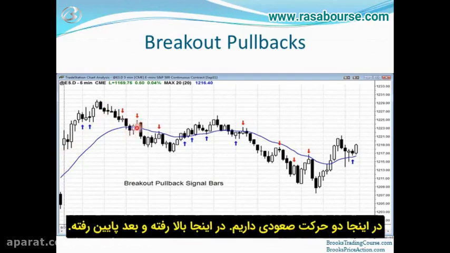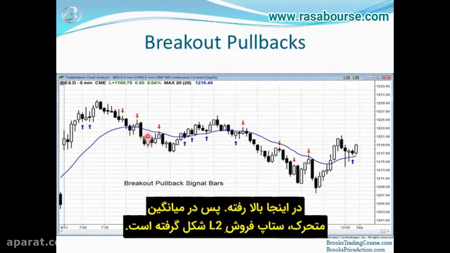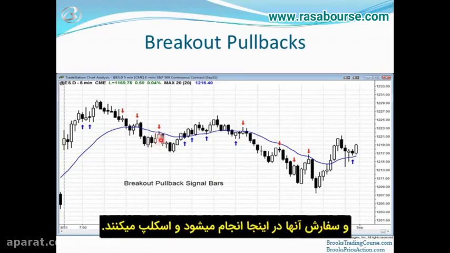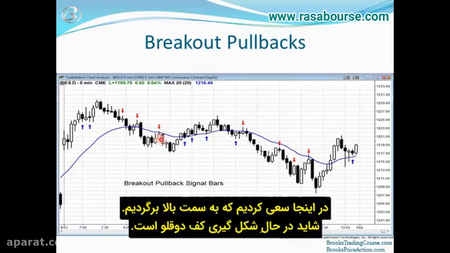Here we have 2 pushes up, a push up here, and then down, push up here. So you get a low 2 short at the moving average. Traders will place a sell stop at 1 tick below the low of that bar, and they'll get filled here for a scalp.